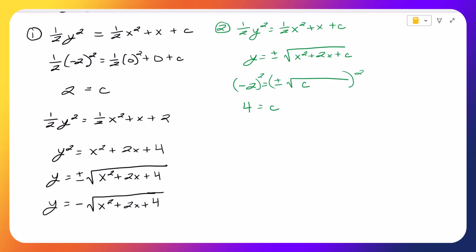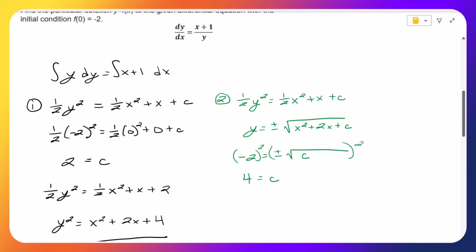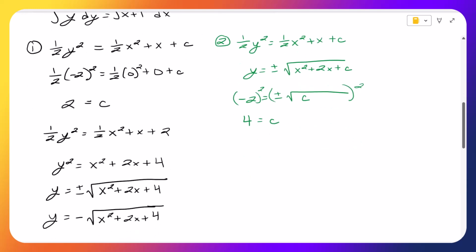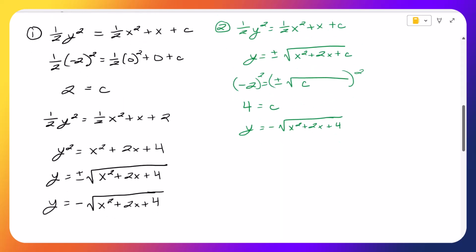Okay, and then we still have this same question. C is 4, but we still have the same question that we asked here. Which one will, this plus and minus, which one will satisfy our initial condition? It's still going to be, we want a -2, so we need this minus. So we get y equals negative square root of x squared plus 2x plus 4. Okay, and there's that one. 2 ways to do it, same answer.